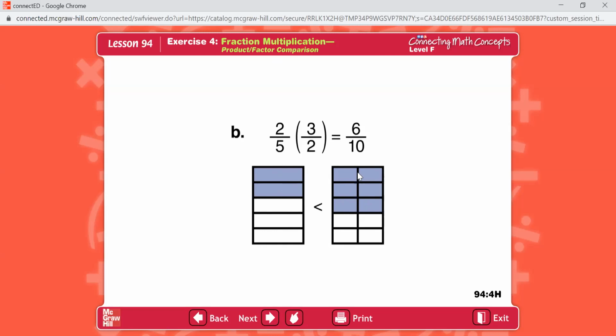Now, problem C. 2/5 times 2/2. What's the answer? 2/5 times 2/2 equals 4/10. So, what do we multiply 2/5 by? 2/2, which equals 1. So is our answer going to be greater than, equal to, or less than? Our answer is going to be equal to, because 2/5 times 2/2 equals 4/10. Notice here, same amount is shaded in.